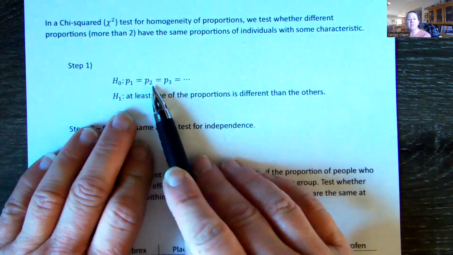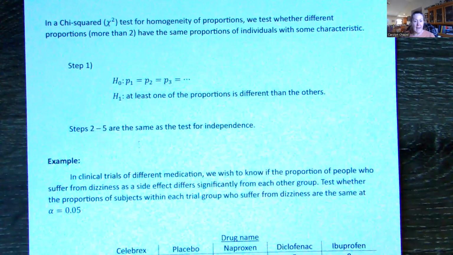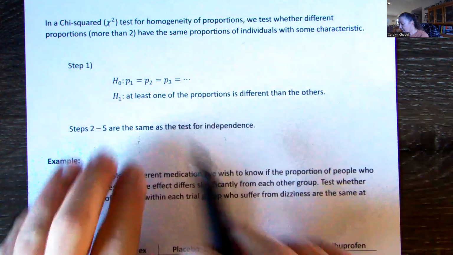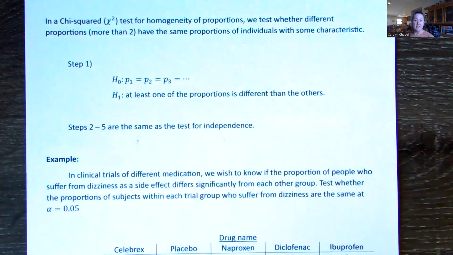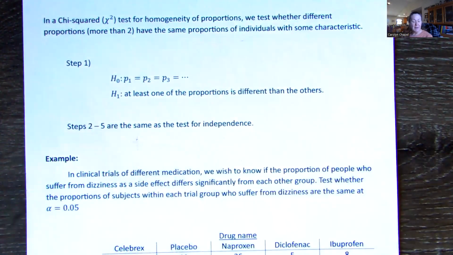Okay. Step 1 is slightly different because we're going to be testing to see if proportion 1 is equal to proportion 2 is equal to proportion 3, on to however many we have. Okay, we will have a finite number. It's not going to go on forever, but we will stop at some point. Versus at least one of them is different. This test does not tell us which one is different, but it does tell us that one of them is different. Steps 2 through 5 are exactly the same as if we were doing independence.